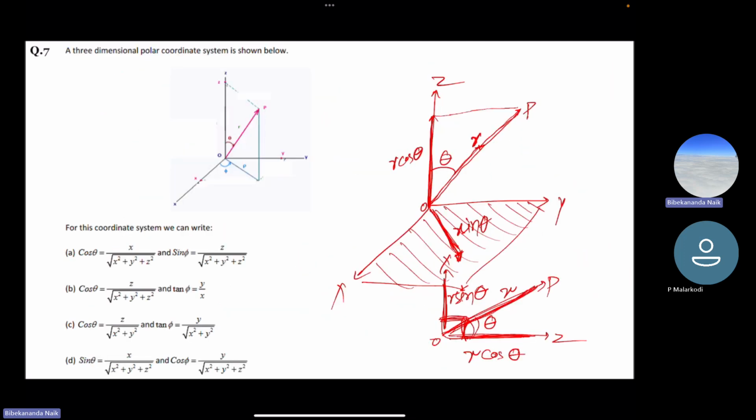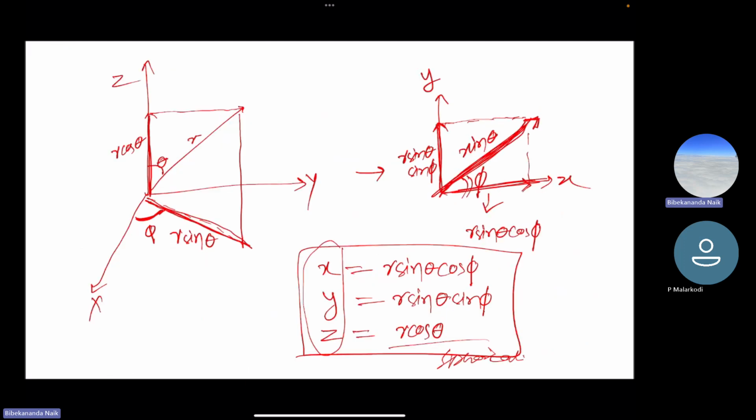So if you see the options, which will be the correct one? Option B will be the correct option. Cos theta will be z divided by the square root of x square plus y square plus z square, and tan phi will be y by x. So these are the two correct answers. So the correct option will be option B, and I hope this is clear to everyone.